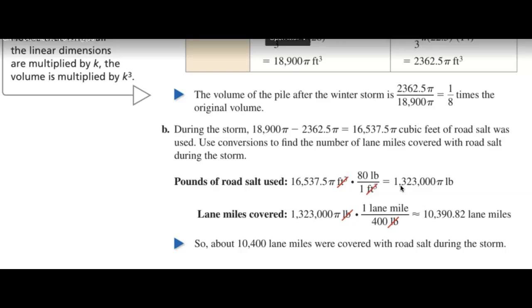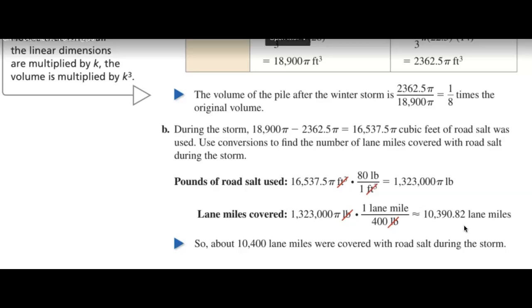Okay, and then the question is, how many lanes does that cover? Well, we take the number of pounds and we divide it by 400, because we know that there are 400 pounds in a lane mile. And so that 7/8 of a pile of salt, okay, that's what we used when we halved the linear dimensions, is 10,390.82 lane miles. So almost 10,400 lane miles of road were able to be covered in salt.